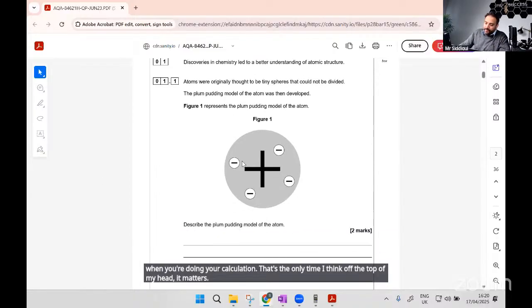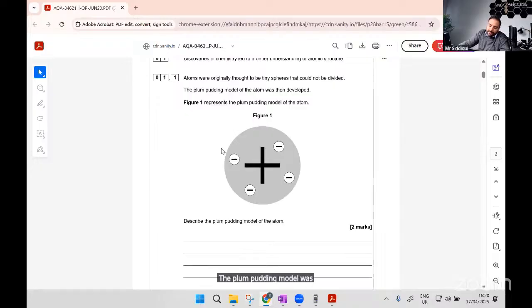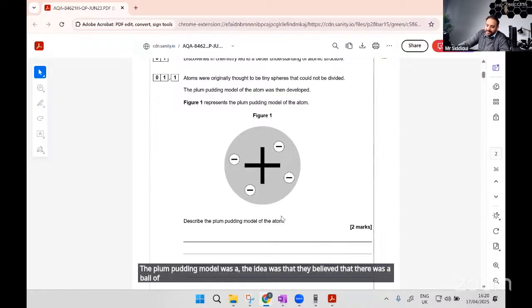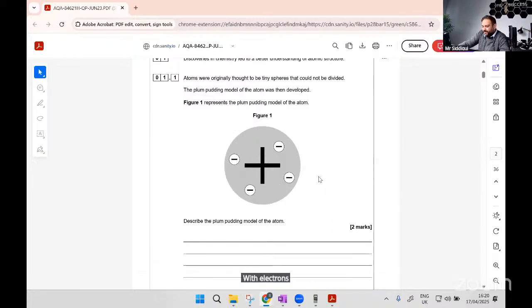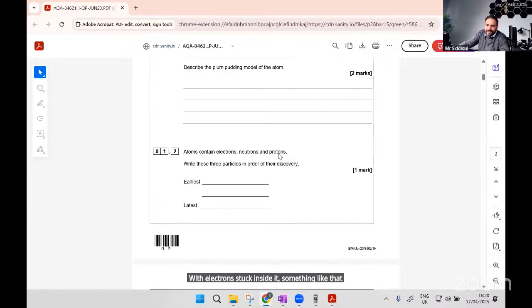The plum pudding model was the idea that they believed there was a ball of evenly spread positive charge with electrons stuck inside it. Something like that would be what I would say for that.